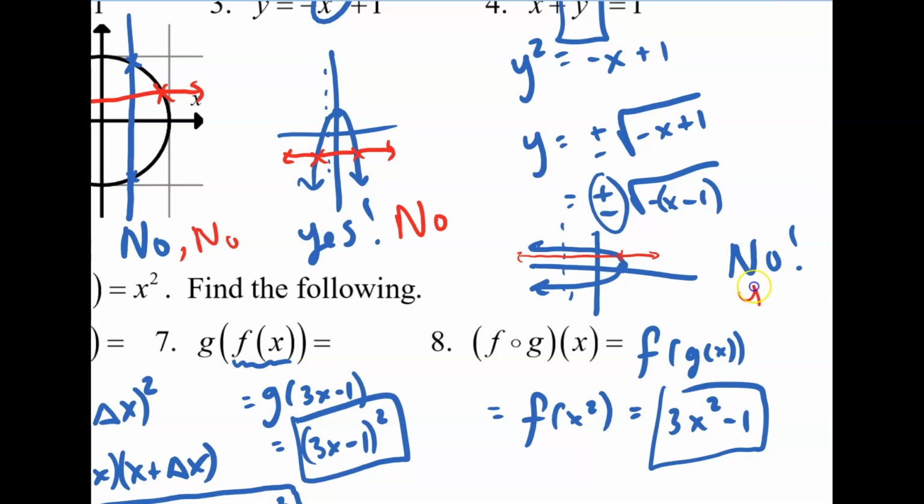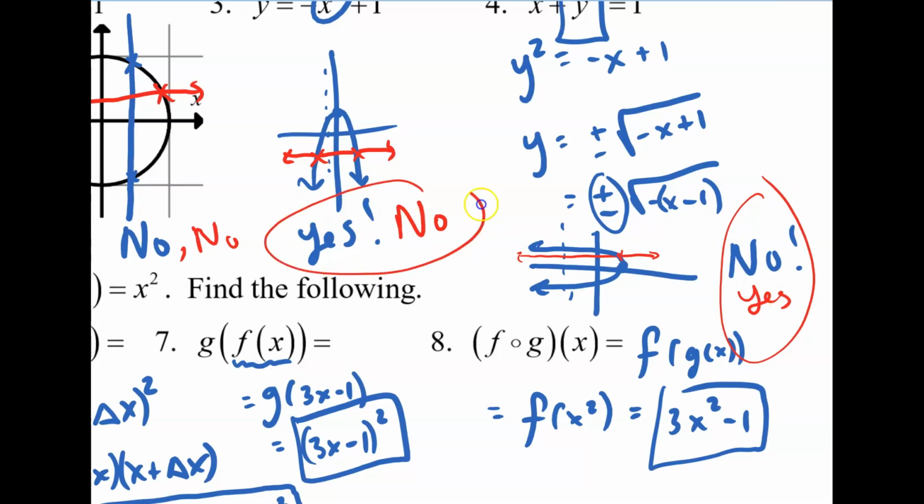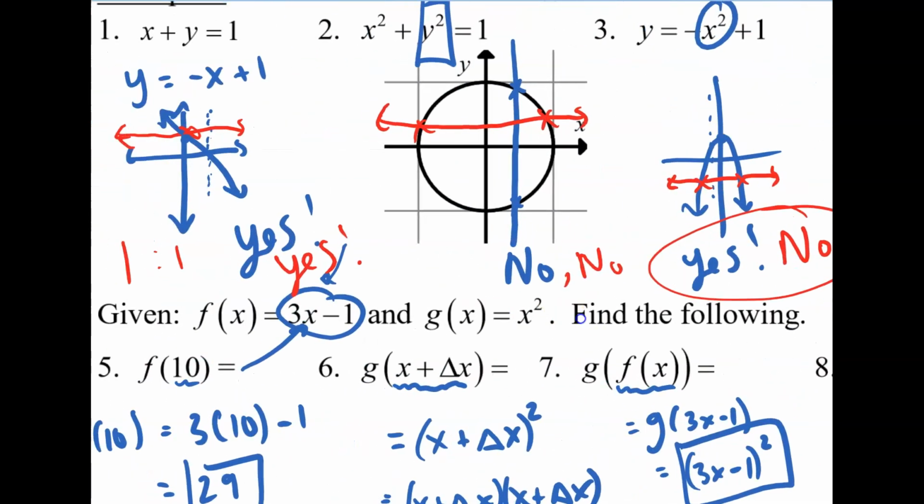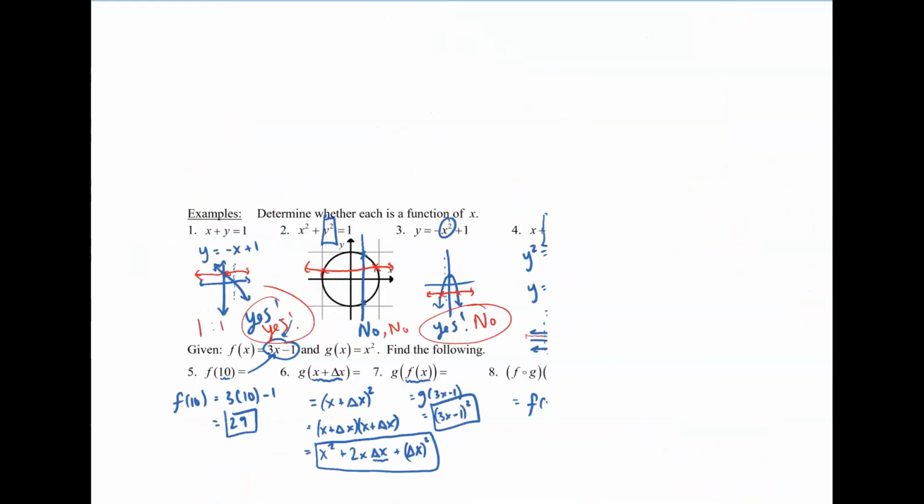So out of these, no, not a function. Passes the horizontal line test here. It's a function. However, it does not pass the horizontal line test. This one, no, no. So example 1 is the only one with yes, yes. So example 1 is a one-to-one function.